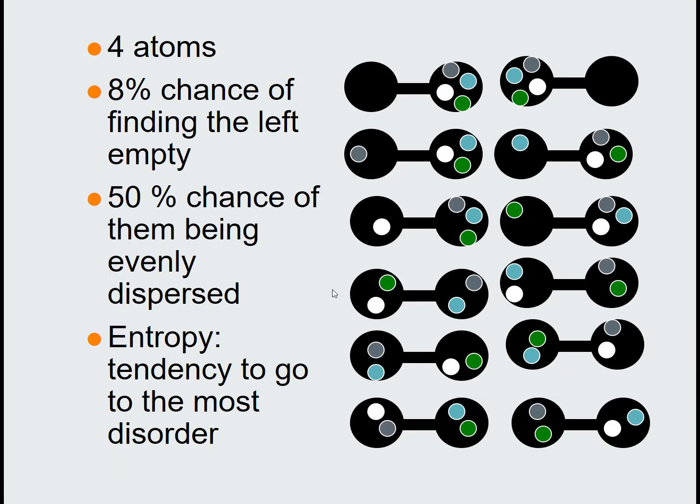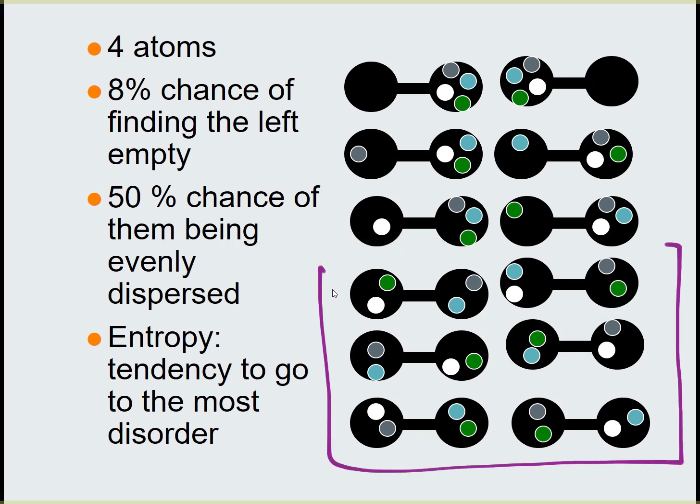And let's apply this now to 4 atoms. So if you had 4 atoms, where are you going to find those 4 atoms? Yes, they could be stacked up all on the right-hand side or all on the left-hand side, but your most likely scenario is that they are going to be evenly distributed. And so there's all the possibilities there. So in entropy, when we're studying that, there's a tendency to go to the most disorder. And we have most disorder when things are evenly dispersed.